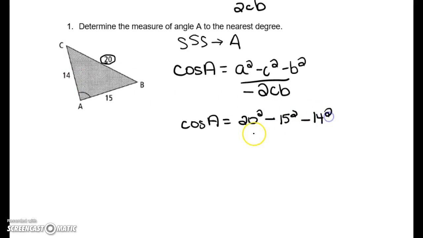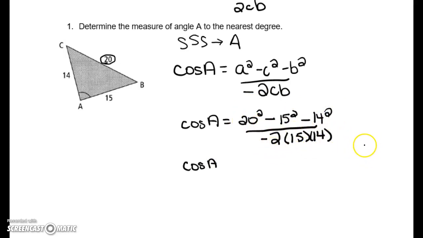Then we're going to divide that by negative 2 times c, which is 15, times 14, which is your b value. So then what we're going to do is simplify this fraction before we do anything with our cosine value. So for now, we're just going to rewrite cosine of A, and we're going to simplify the numerator and the denominator of our fraction.